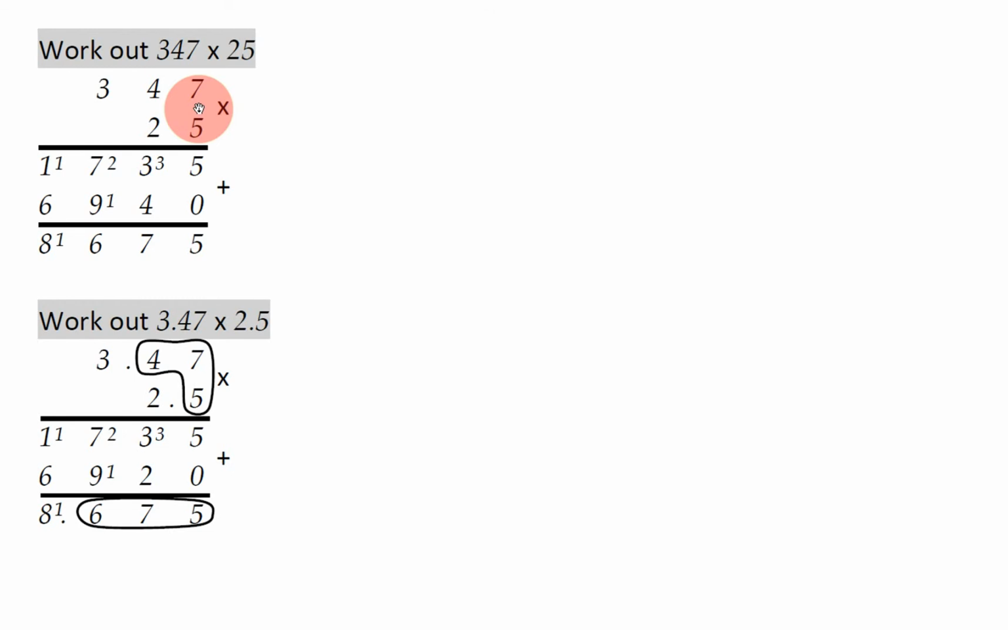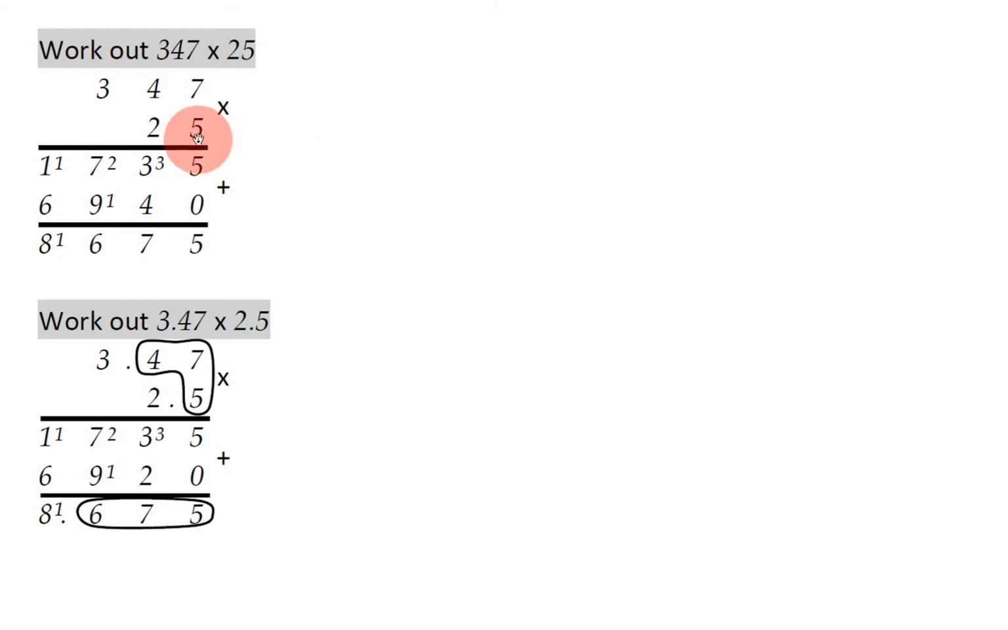I want to show you how to multiply any two numbers. So in this example, I'm going to show you how to do 347 times 25. First thing is, write out your 347 times 25 like this, with the units and the tens and everything else lined up neatly, and then you can start multiplying.